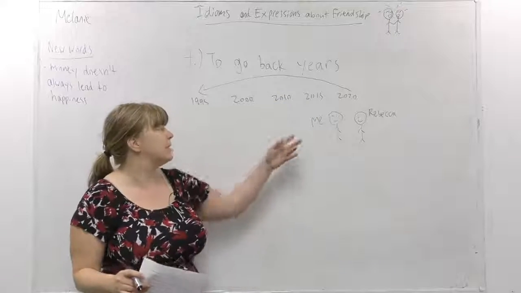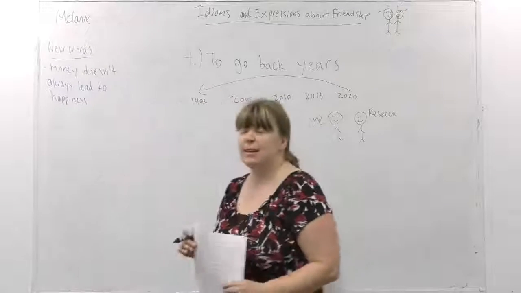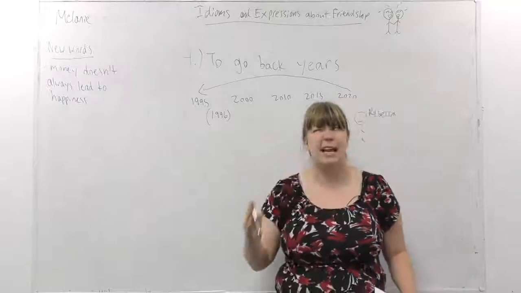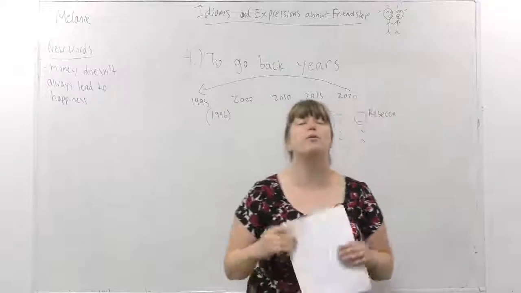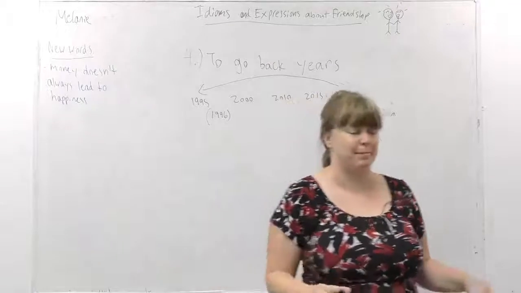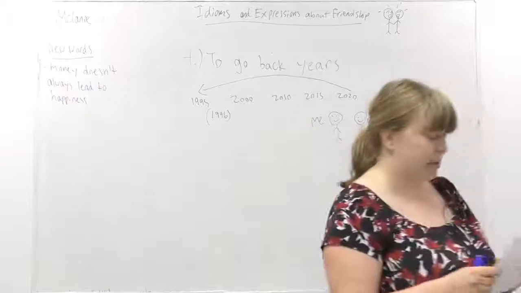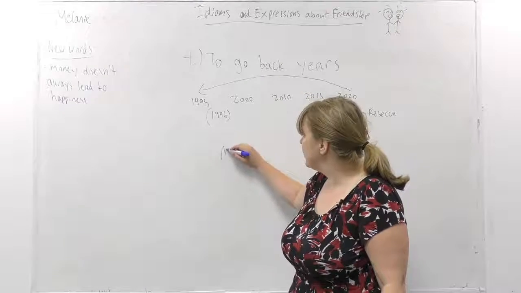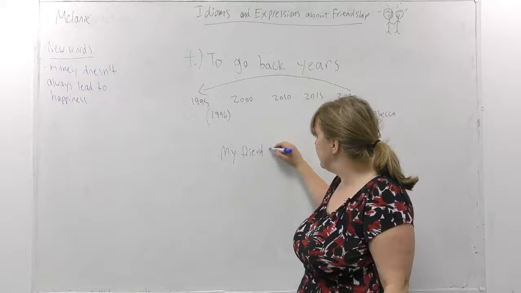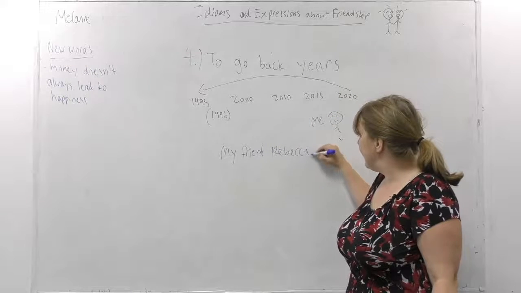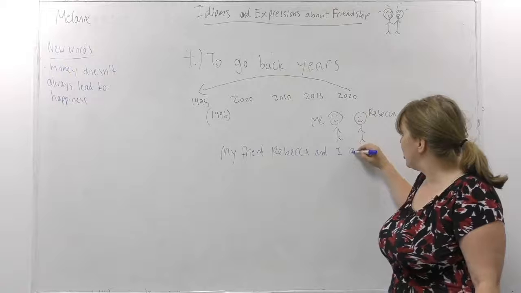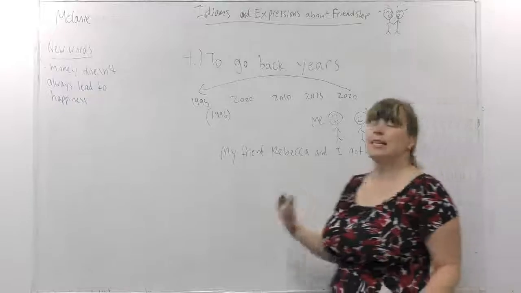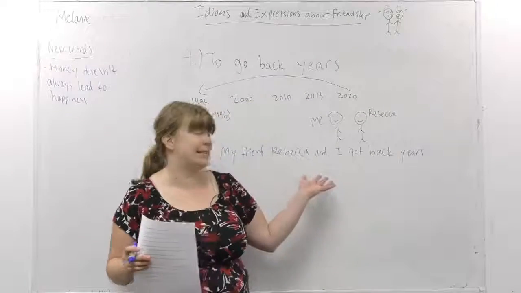We go way back. We first met each other in, I want to say, 1996. That's when we met and became friends. So we've known each other for a long time. So to go back years means to know someone for a long time. So my friend Rebecca and I go back years. That's how you can say a sentence like this.